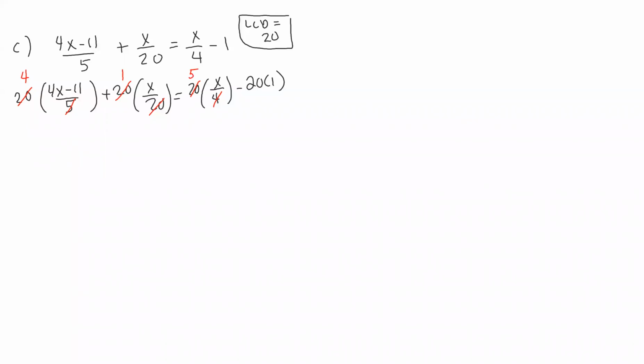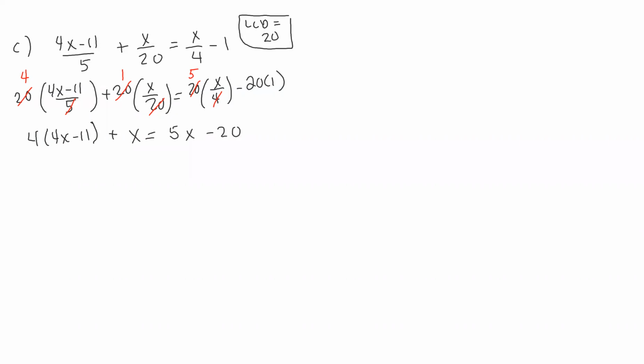So I'm going to clean things up a little bit, and I get 4 times 4x minus 11. You could distribute at this point, but I usually wait until the next step to distribute. Next, I get 1 times x, so just x. Next, I get 5 times x, or 5x. And then finally, negative 20 times 1 is just minus 20.